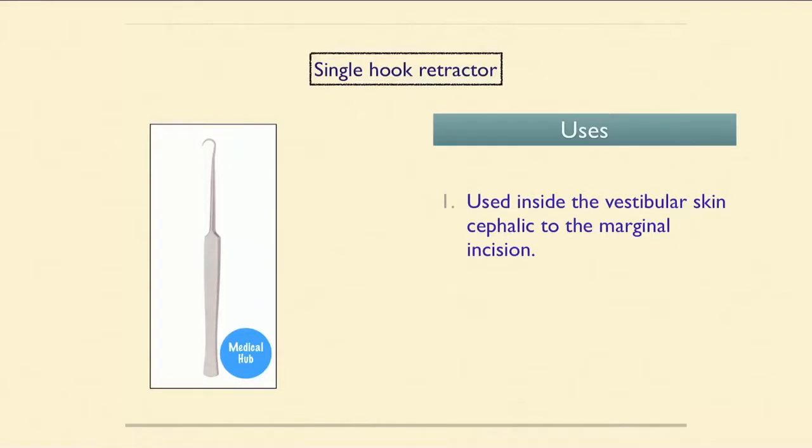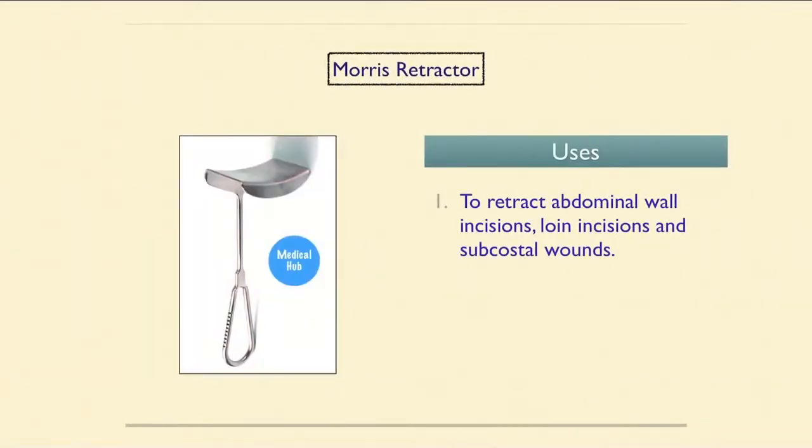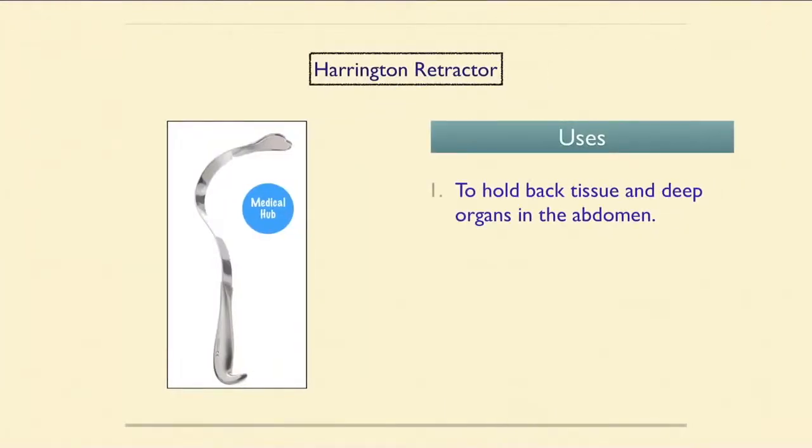Next instrument is single hook retractor. It is used inside the vestibular skin cephalic to the marginal incision. Next instrument is double hook retractor. It is used to retract the vestibule of the nose outwardly. Next is Morris retractor. It is used to retract abdominal wall incisions, loin incisions, and subcostal wounds. Next is Harrington retractor. It is used to hold back tissue and deep organs in the abdomen.